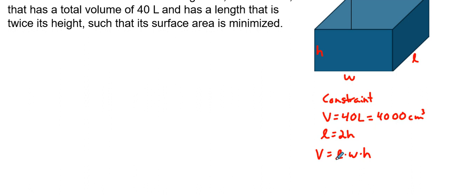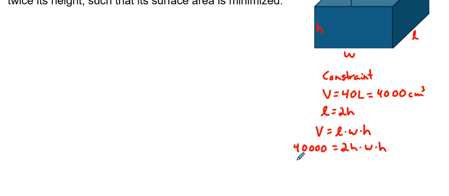And so what we know now here, instead of volume, I can write 40,000. And now instead of L, I can write 2H times W times H. And now, of course, I can multiply my H's together to get H squared. So 40,000 is 2H squared W. Okay, we want to take this one step further. We want to rearrange for one of these two variables. And that will fully integrate all our constraints into an expression here.